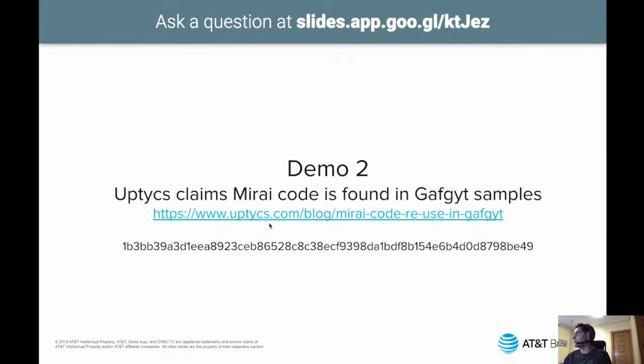To ease the process that I was describing previously. So yeah, as I was saying, in the blog from Maptix, they claim that they have found Mirai code from the Mirai source code leak in some Graphkit samples, and they showcase this hash, this sample that's also extracted from the blog, as a showcase of their findings.